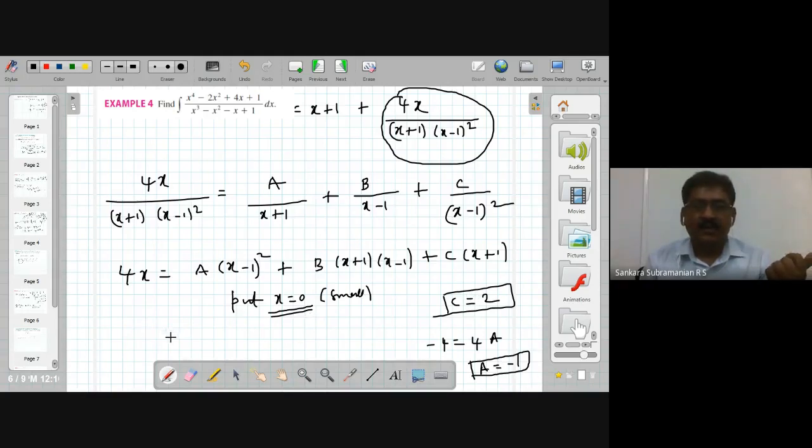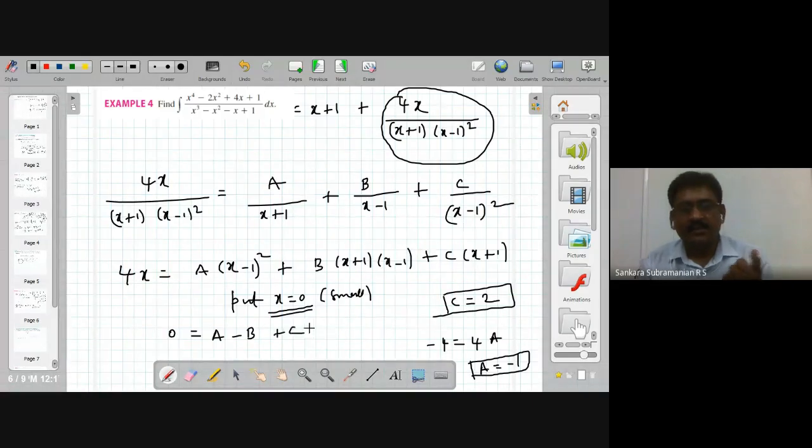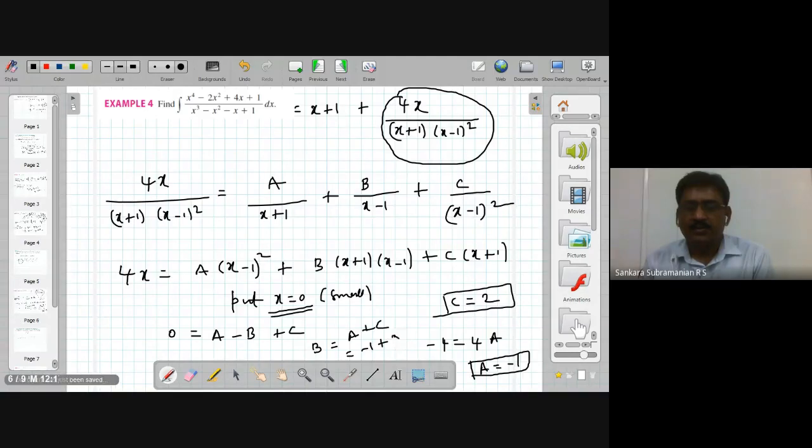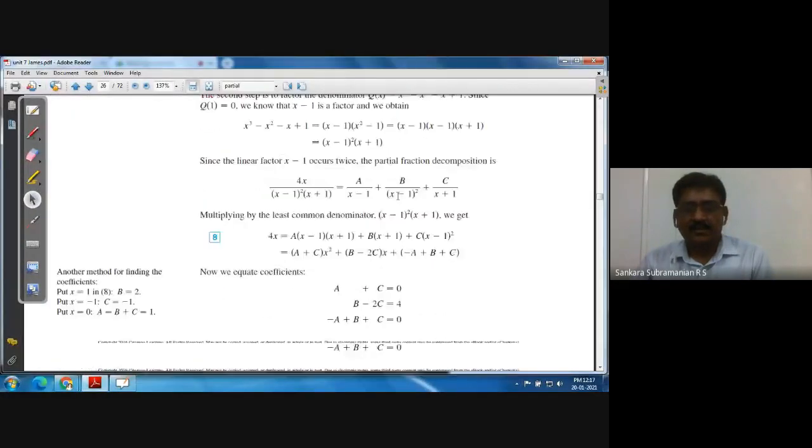So therefore, if I replace x equal to 0, here you get A, here if I put 0 for x you get minus B, and here you get C. Now you have an expression in terms of A, B, C, wherein two terms, A and C, you know. So therefore B equals A plus C, which is minus 1 plus 2, which is equal to 1. So B equals 1. So all the constants are known, so the integration process can be done.